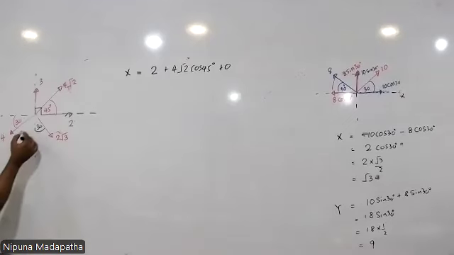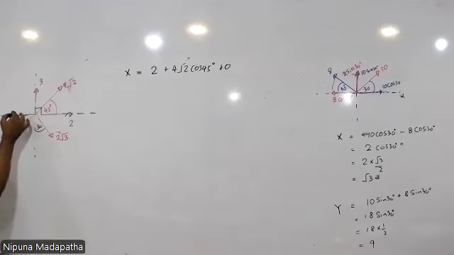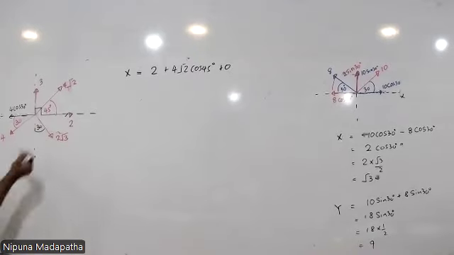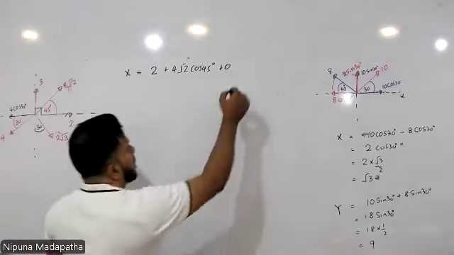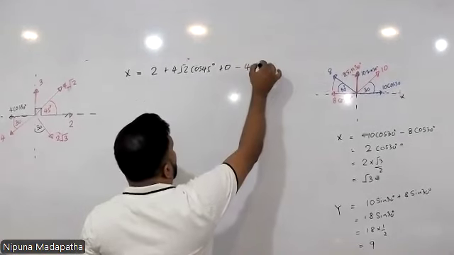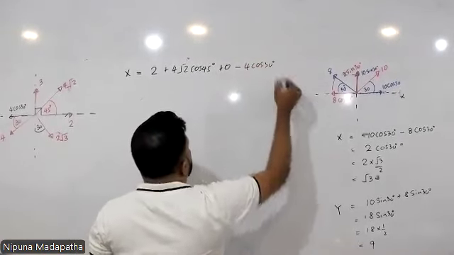Right. Now come to this one. So what is the x component? The component is 4 cos 30. Is it plus or minus? It is along the negative direction. Minus 4 cos 30.